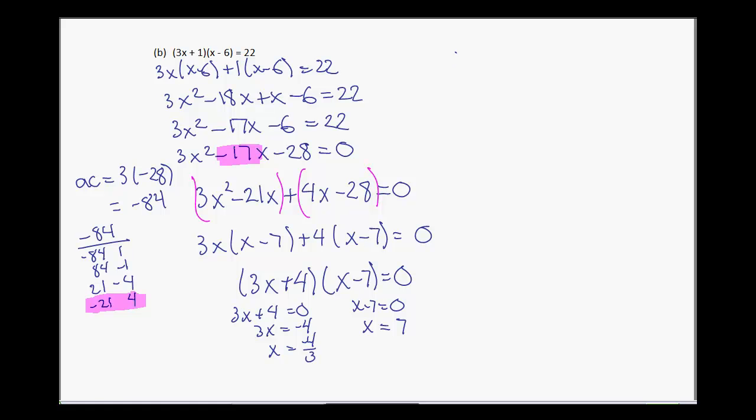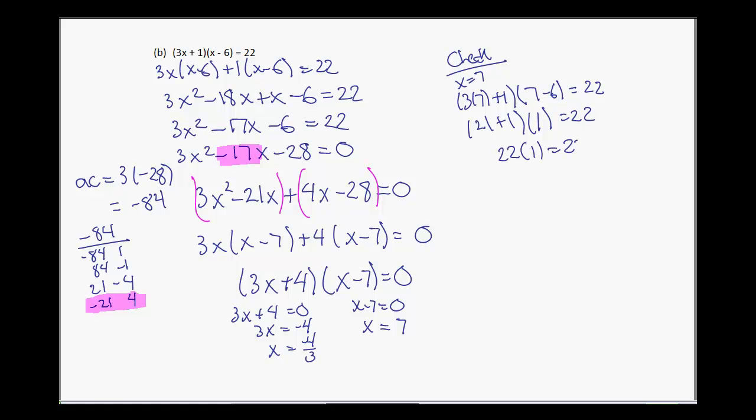But we need to verify our solution, so let's go ahead and check first. We have x equals 7, which gives us 3 times 7 plus 1 times 7 minus 6 equals 22. 21 plus 1 times 1 equals 22. It is 22 times 1 equals 22, which is 22 equals 22. So x equals 7 is a good solution.